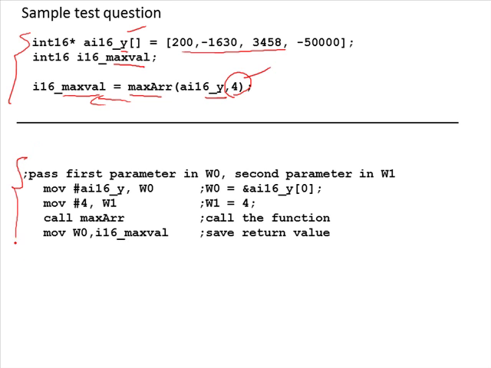The PIC24 code that implements this is shown here. First, we're going to pass the address of array Y into W0. We're going to copy 4 into W1. Now that our parameters are set up, we can call the subroutine. On return, we know that W0 has the return value of the C function, so we're going to copy that into our variable maxval.